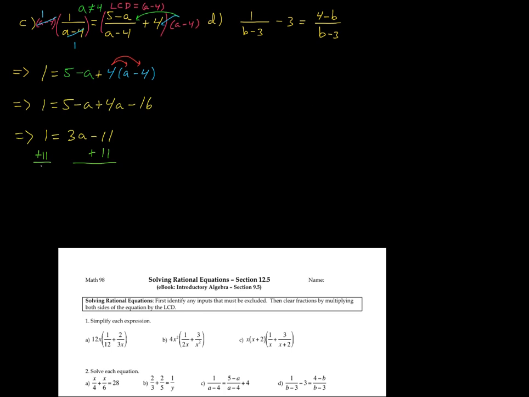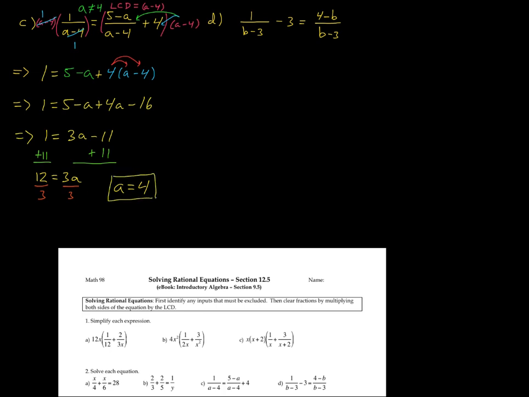And we will get 12 is equal to 3a. And then finally divide both sides by 3. And it looks like we're going to get that a is equal to 4, right? 12 divided by 3. And you might say, okay, great, we're done.